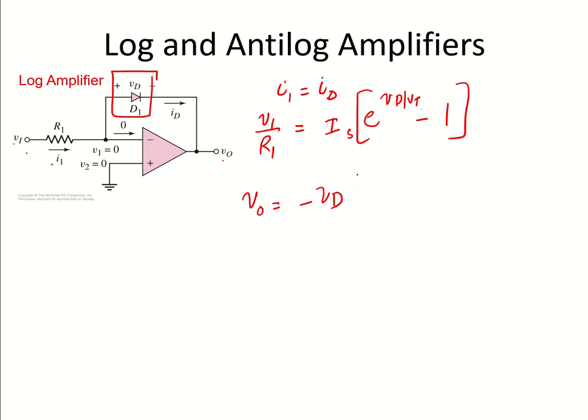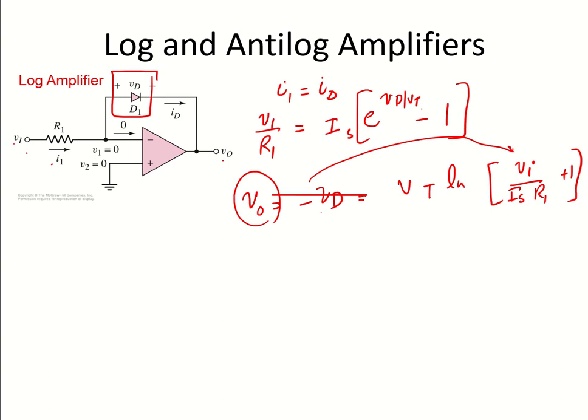That is our output voltage, and we know that the voltage drop across the diode is VT natural log of the input voltage V1 multiplied with IS R1, plus 1. So basically, what is happening here is that we are taking the natural log of the input voltage. We can also derive this from here, where the exponential is converted to natural log. So the output voltage is the natural log of the input voltage. This is called the log amplifier.